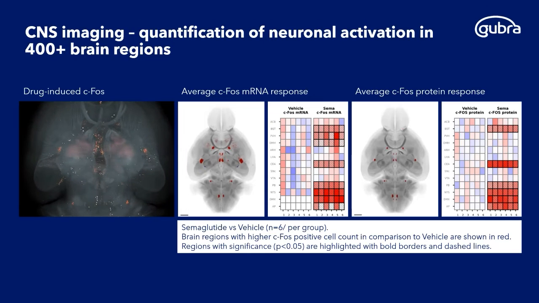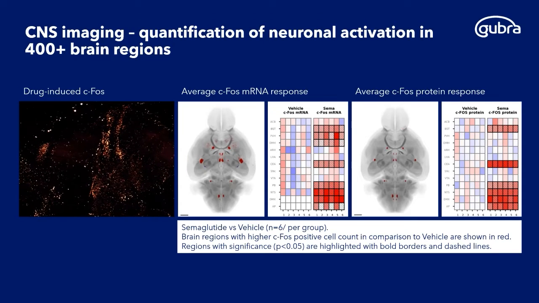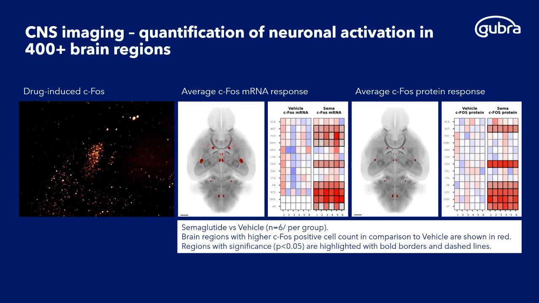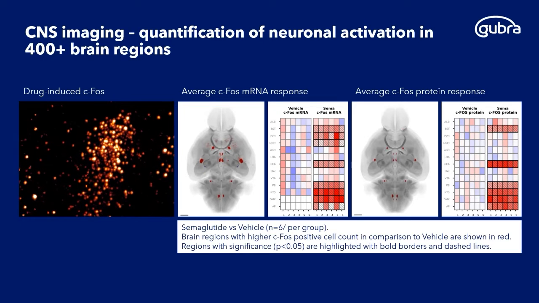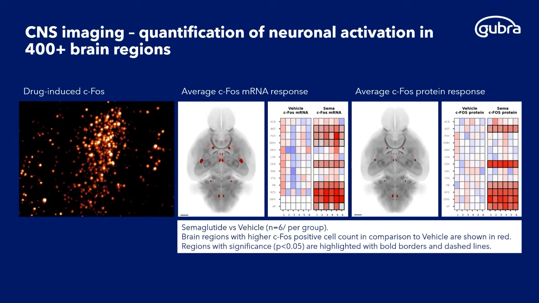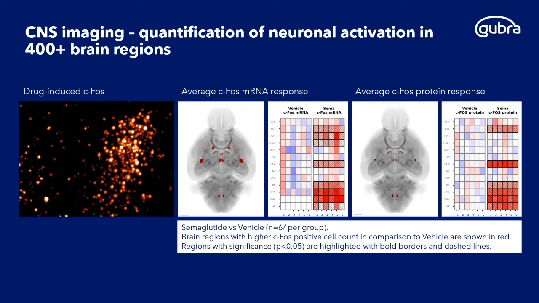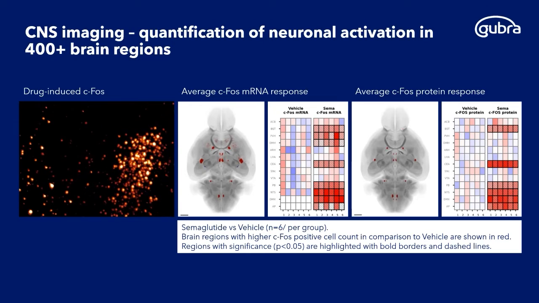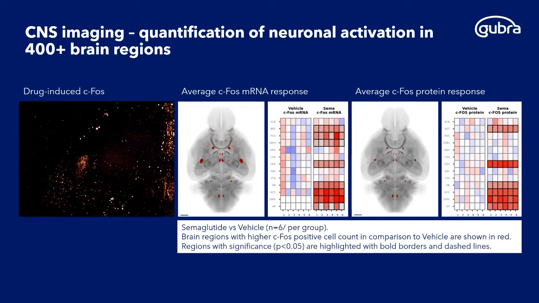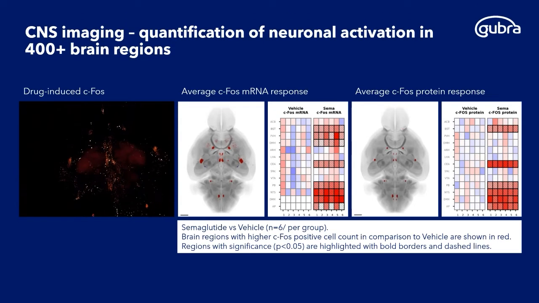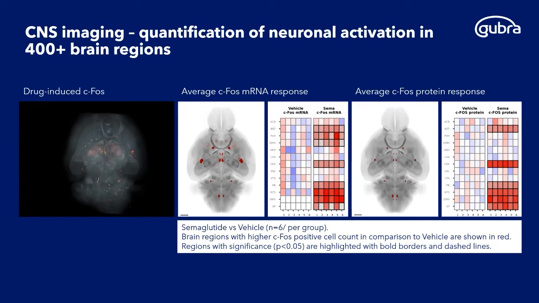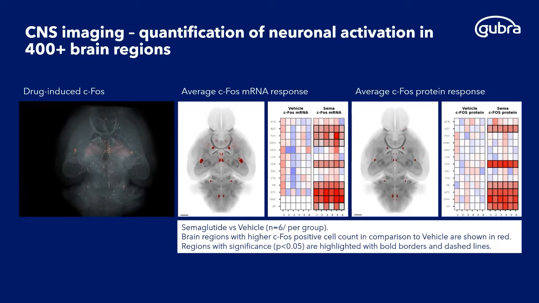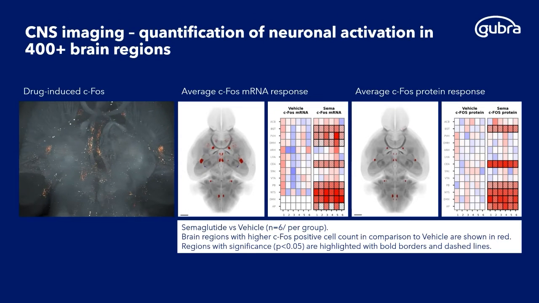And these charts with these colorful red and blue boxes highlight a few brain regions out of these hundreds that have a known function in appetite and satiety regulation. And where you see these dashed lines and bold borders, these are the brain regions that are significantly different between vehicle-treated and semaglutide-treated mice. So this kind of brain imaging actually enables us to identify which brain regions are activated. Are these brain regions the ones that we desire to activate, that have a known function in a given disease area, and also identify unwanted side effects in the brain.